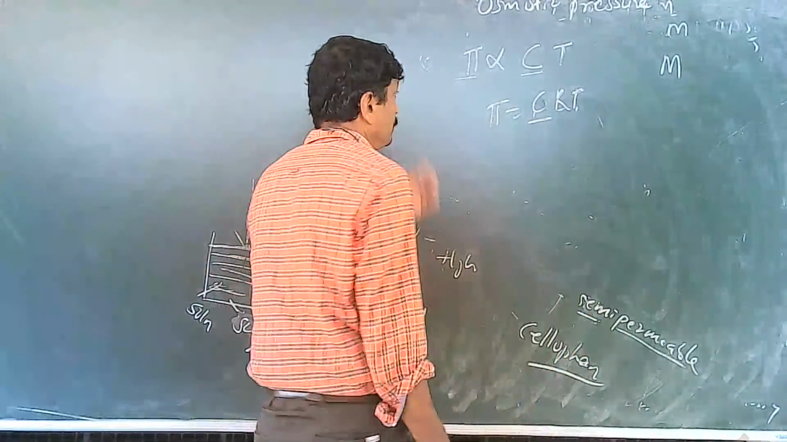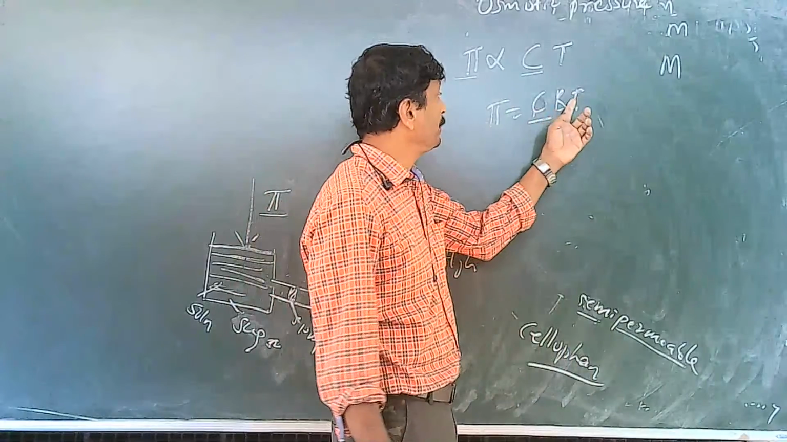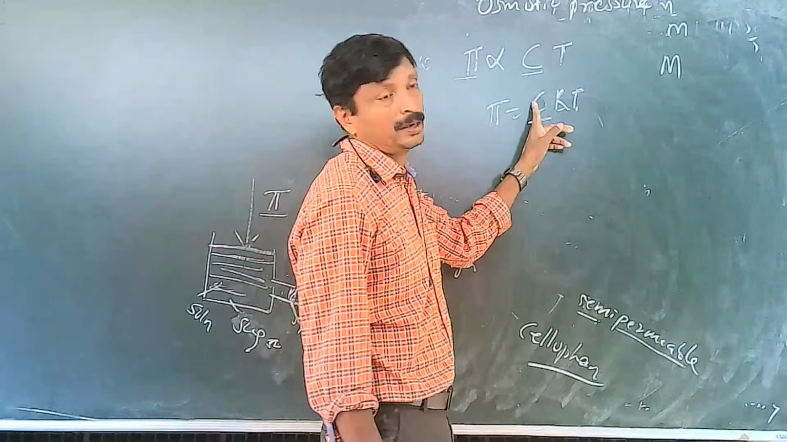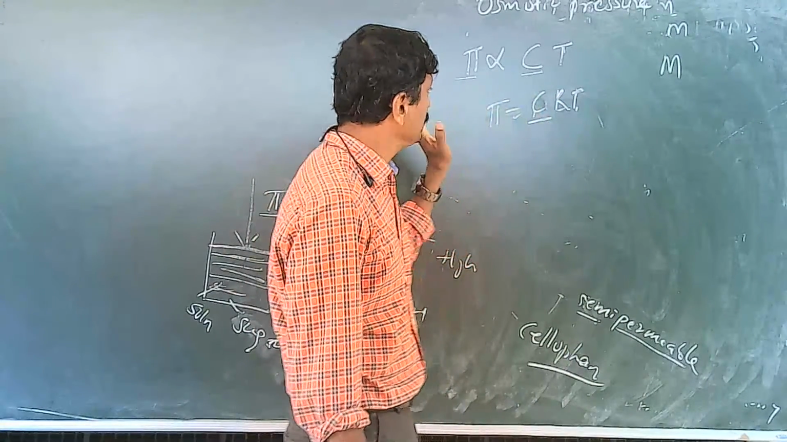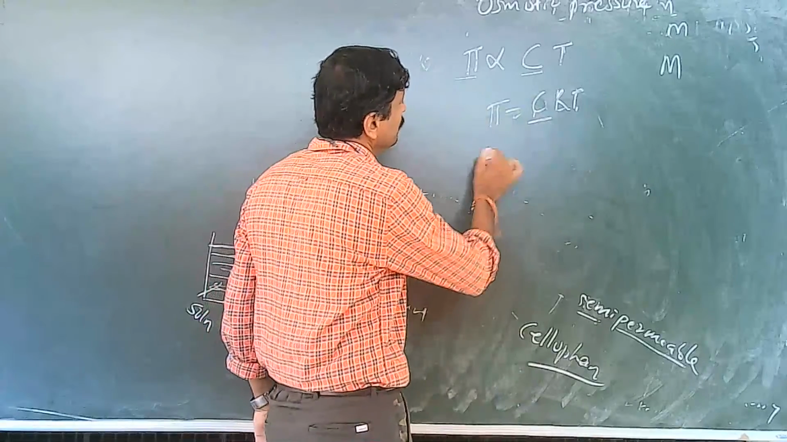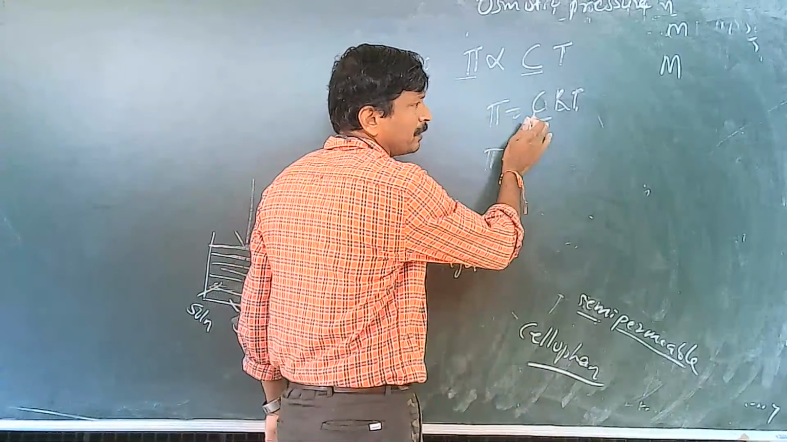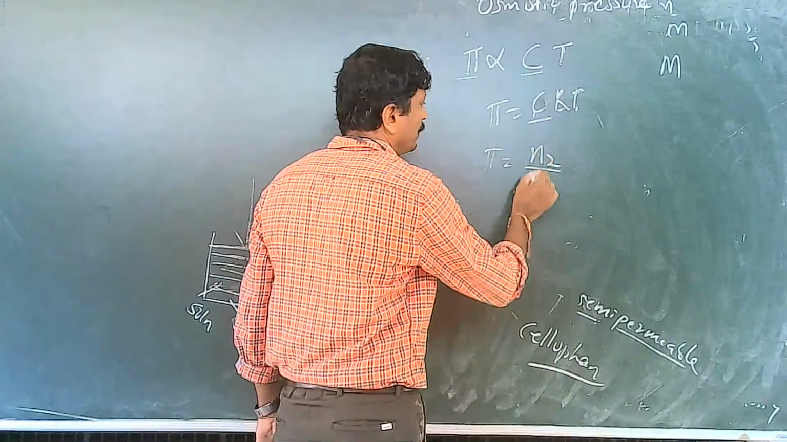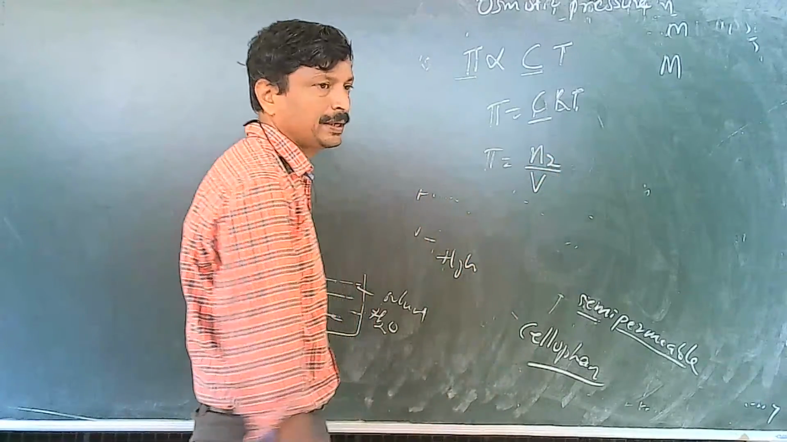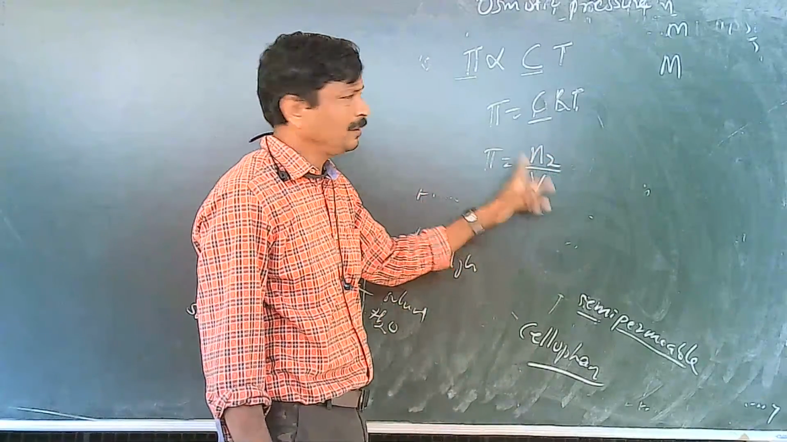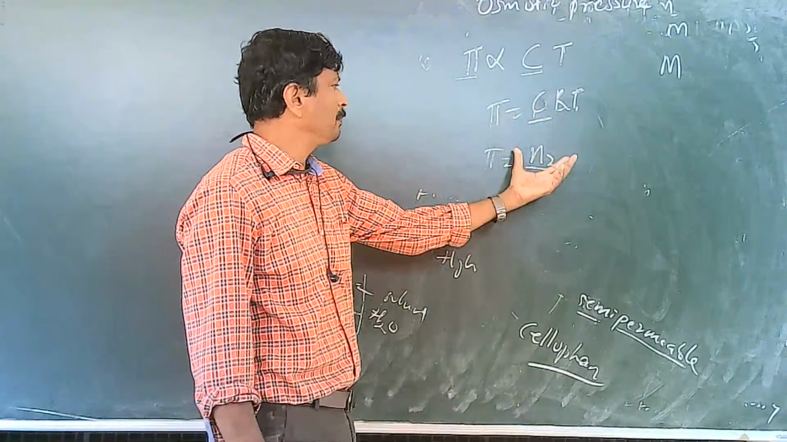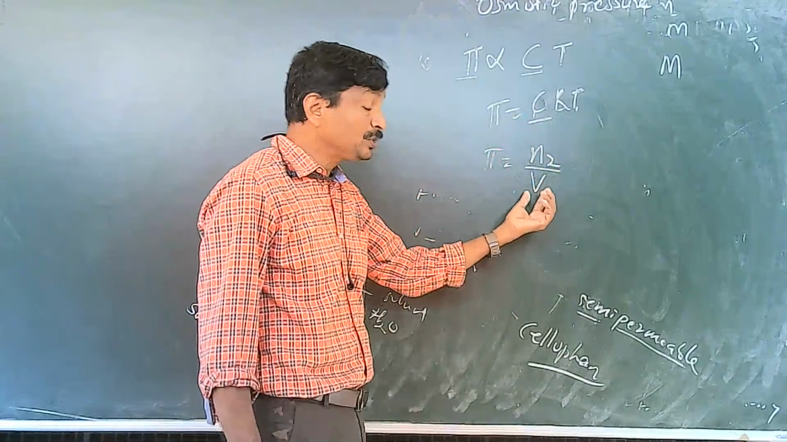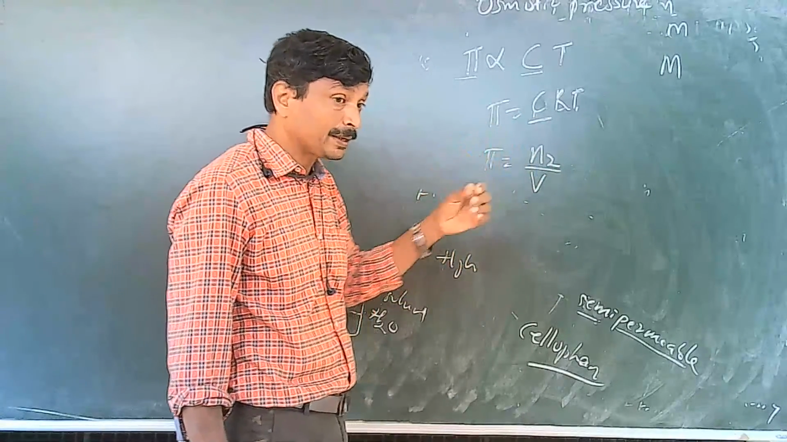So pi depends upon two factors: one is the temperature, another is the molar concentration. So we can write the equation. Pi is equal to CRT. C, the molar concentration, is the number of moles of solute divided by the volume of the solution in liters. What is the molar concentration? Number of moles of solute. V is the volume of the solution in liters.